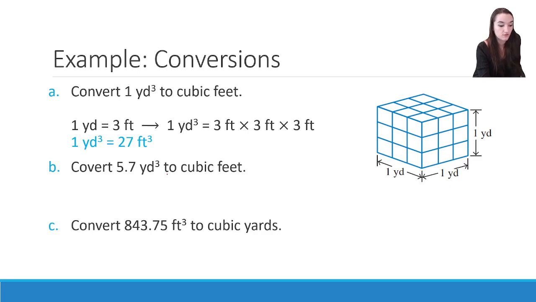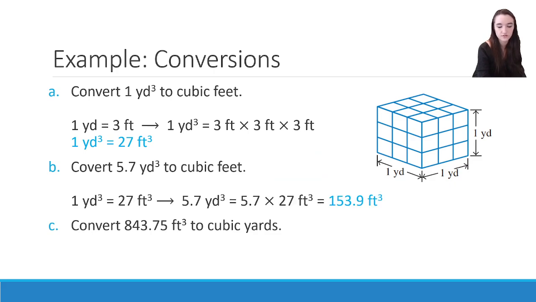If we wanted to convert 5.7 cubic yards to cubic feet, now is where the proportion is going to be a little bit easier to work with, because we already know the relationship between 1 cubic yard and cubic feet. So we can say 1 cubic yard is 27 cubic feet, and we want to know how many cubic feet 5.7 cubic yards is, so we can cross multiply again. So x is equal to 27 times 5.7, which is 153.9 cubic feet.